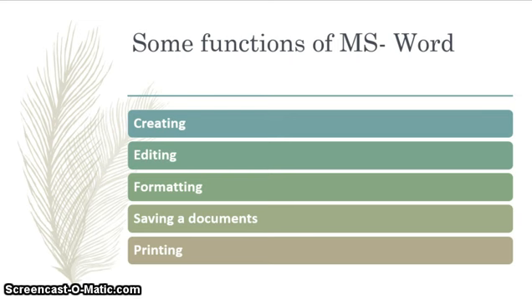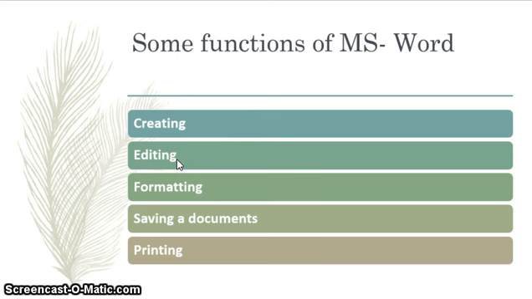So let us see some of the functions of MS Word first. What are the different functions of MS Word? First is creating. You can create a document using MS Word, and creating a document in MS Word means more of text, a document having text, numbers, letters, and adding graphs and tables into it. This is called creating a text document or creating a Word document.